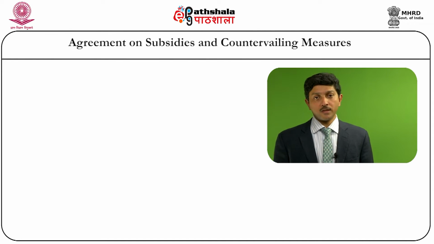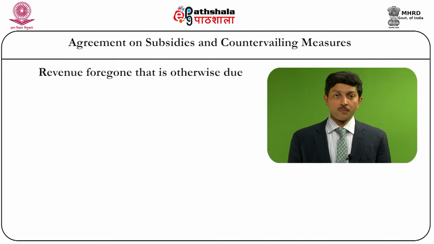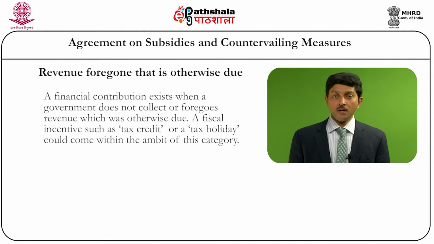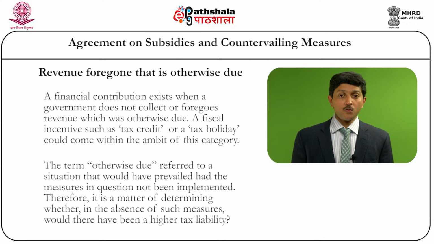The second important category of financial contribution is revenue foregone that is otherwise due. Terms like tax holiday or tax credit fall within this category. So it is a financial contribution when the government forgoes something which it should have collected. The term otherwise due refers to a situation that would have prevailed had the measure in question not been implemented. Therefore, it is a matter of determining whether, in the absence of such measures, there would have been a higher tax liability.